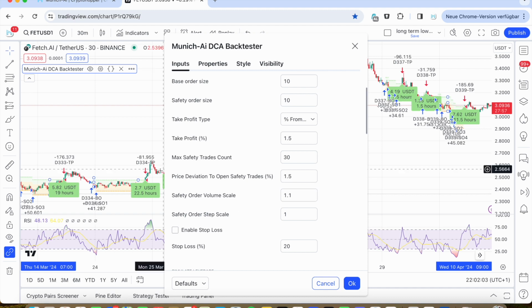This is important because you want all the safety orders with a higher volume, because we want to have the chance to close this trade again. So this is really important. And then the safety order step guide.